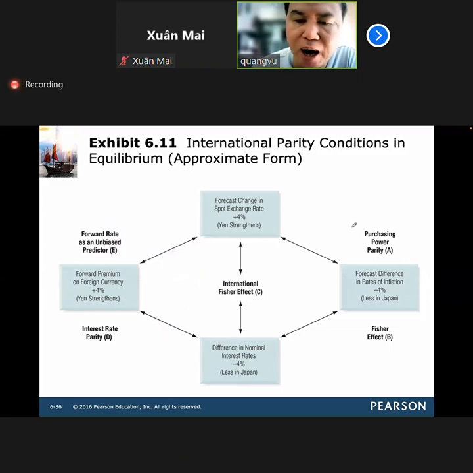We have RPPP, relative PPP. Why relative? You should expect inflation in Vietnam goes up, and inflation in the United States also goes up. But if inflation in Vietnam goes up more, then the Vietnam dong weakens and the dollar strengthens. So you have to find out inflation in Vietnam relative to inflation in the United States.